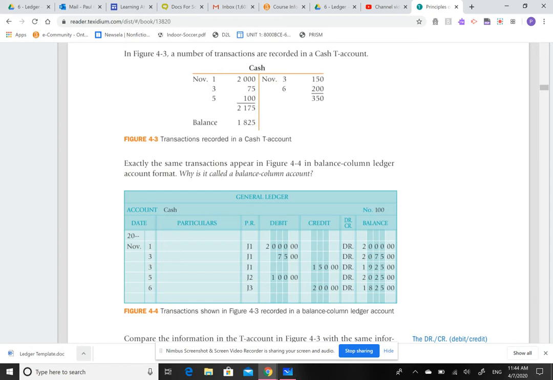Okay. Then on the 5th, we've got a $100 debit, which increases our total, and then a $200 credit on the 6th, which decreases the balance. And so we have a balance by the 6th of $1,825 in the cash account. So that's just one account.